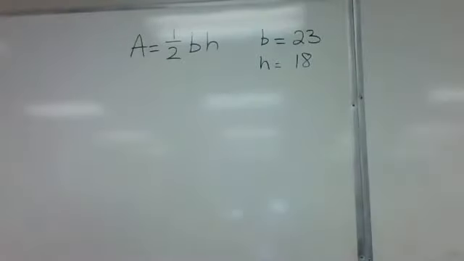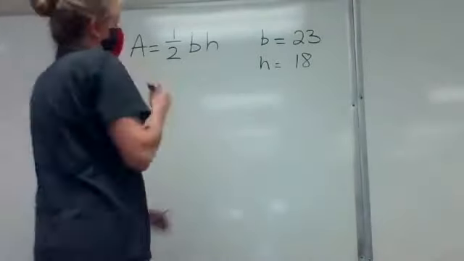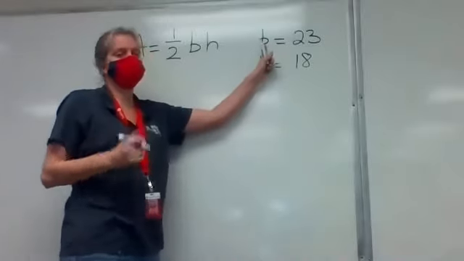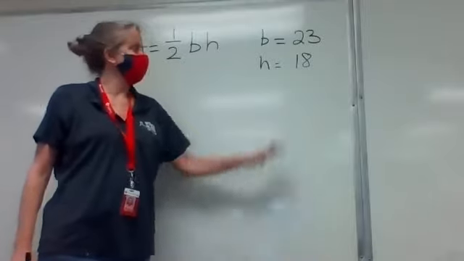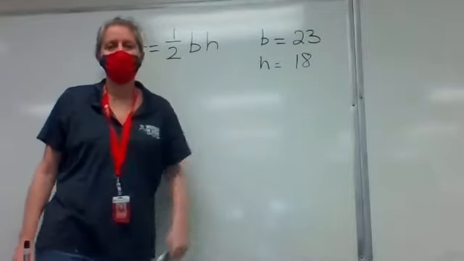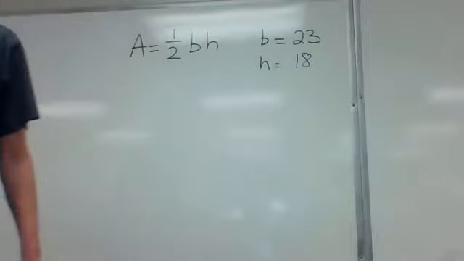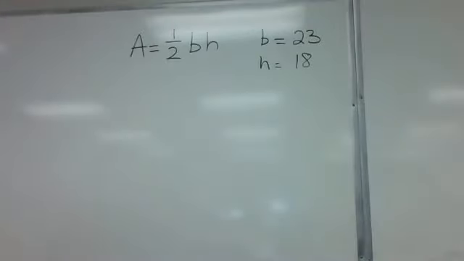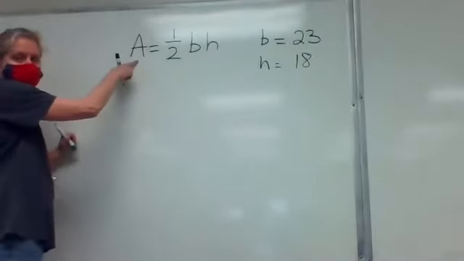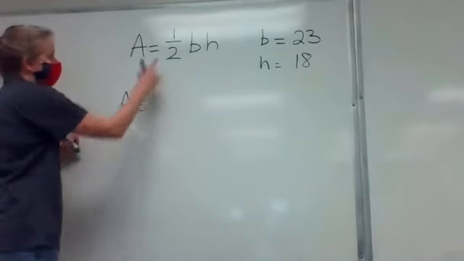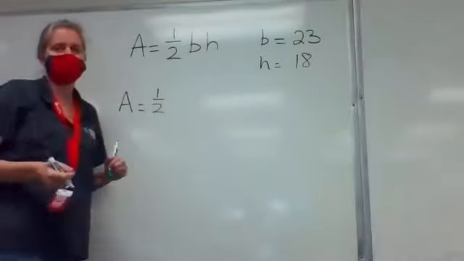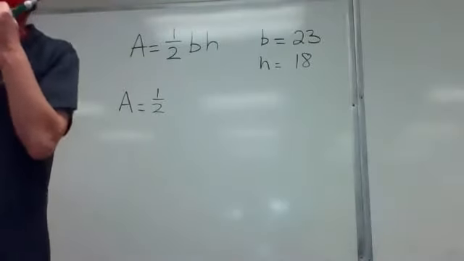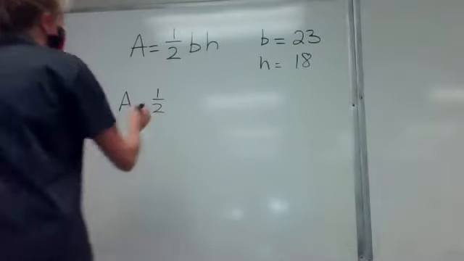So go ahead, before you think about anything, go to the formula. Wherever you see this lowercase b, put a 23. Wherever you see this lowercase h, put an 18. So I don't know what A is. Didn't tell me that. I just still have the half. Now, these are all hooked onto each other, right? Which means they're going to be times. Hooked on means times.